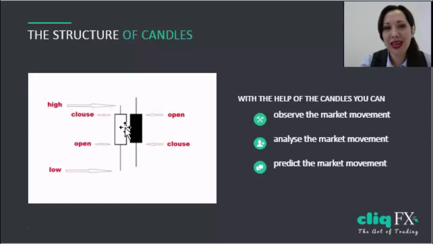And also the candle forms shadows or wicks, or in traders' slang, a tail. I like tail. And what does it show? The tails show the fluctuation of the price, because price is always moving. And the open price is on the left and the close price is on the right of any candle.